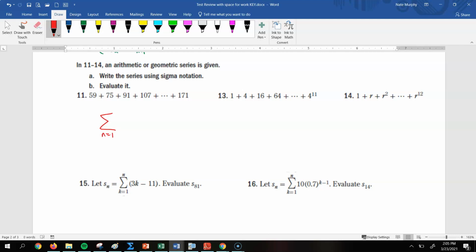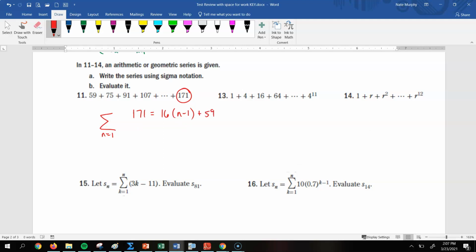So we need to figure out a couple of things here. We need to first figure out, well, how many terms are there total? So we know that 171 is the last term. So we can use our explicit formula where we know the constant difference is 16 times n minus 1. Again, I'm trying to figure out what value for n would give me an answer of 171. So that's why we can use this formula to solve for n. And then we know our first term is 59.